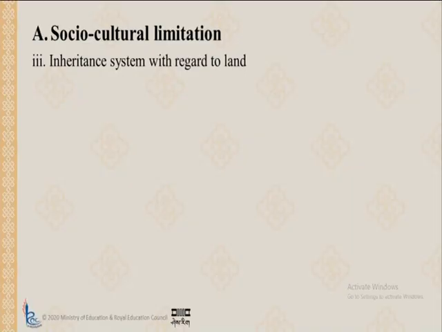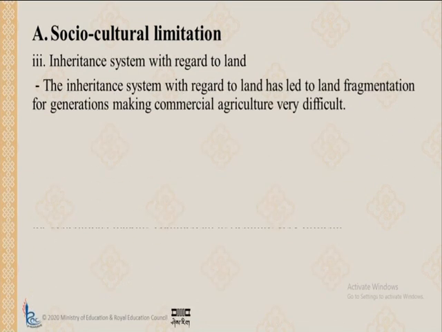Now, next one, let us look at the inheritance system with regard to land. The inheritance system with regard to land has led to land fragmentation for generations, making commercial agriculture very difficult. Here we have a system of dividing the land among siblings within our family. When this is done, generation after generation, the size of land gets decreased, whereas it is impossible to do commercial farming.